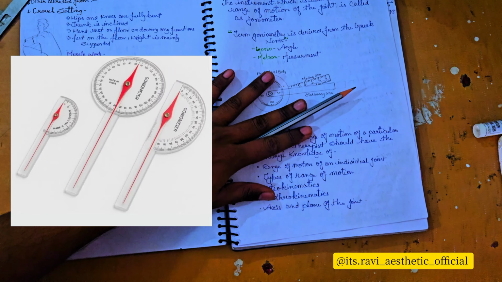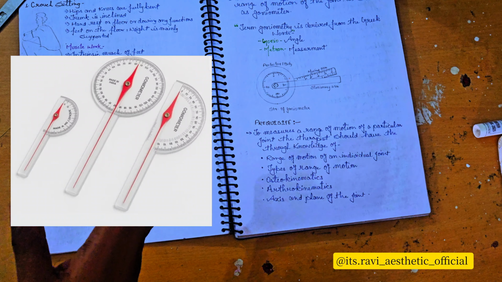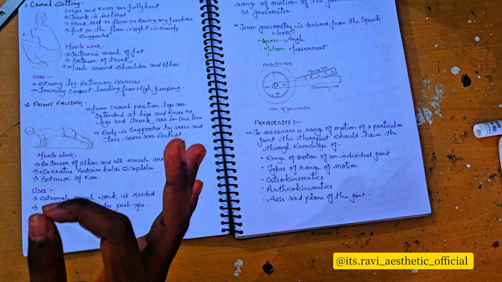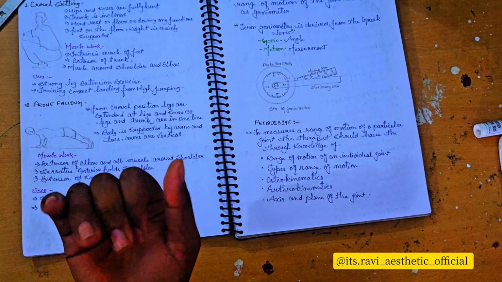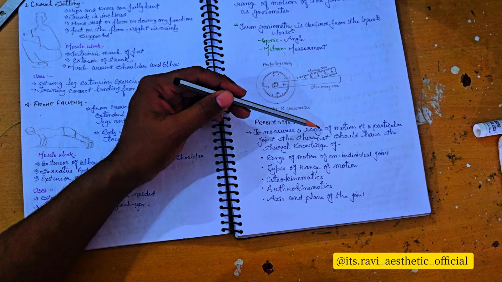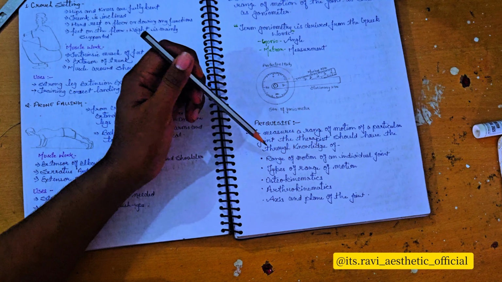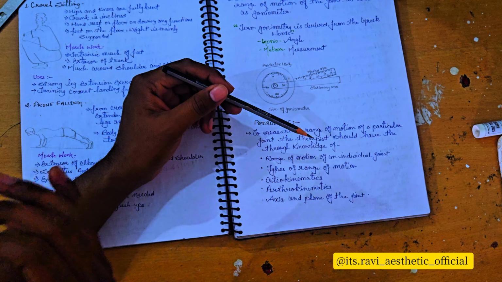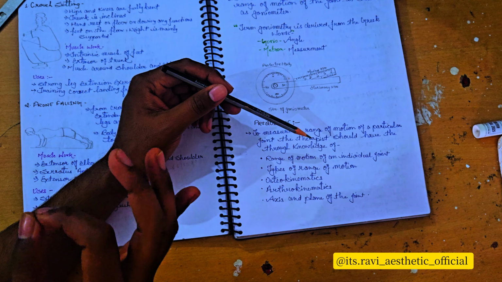And what is the prerequisite? It means what we should remember before performing, for example, elbow flexion on the patient. To measure the range of motion of a particular joint, the therapist should have true knowledge of the range of motion of the individual joint. For each and every joint, the therapist must be aware of how much range is available at that joint.